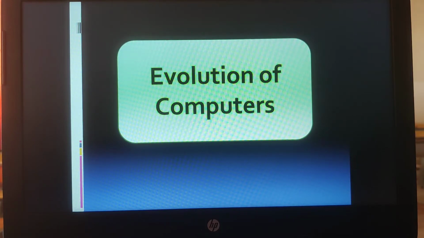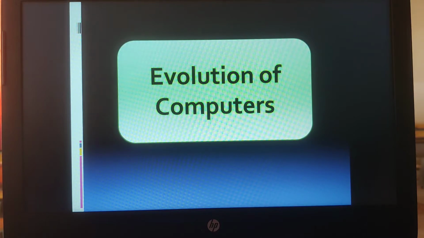So in our previous video we had completed the functional components of computer. We had discussed in brief about the input unit, the central processing unit, under which we have also discussed about the memory unit, then ALU, that is arithmetic and logic unit, and control unit, and we have also studied about the storage unit and finally the output unit.